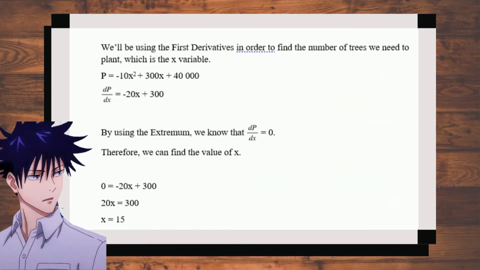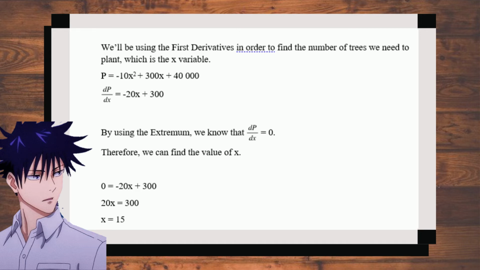Next, we'll use the first derivative to find the number of trees we need to plant, which is the x variable. If we expand it, P becomes negative 10x squared plus 300x plus 40,000. If we differentiate it, it becomes negative 20x plus 300. Then, by using the extremum, we know that dP over dx equals 0. Therefore, we can find the value of x.